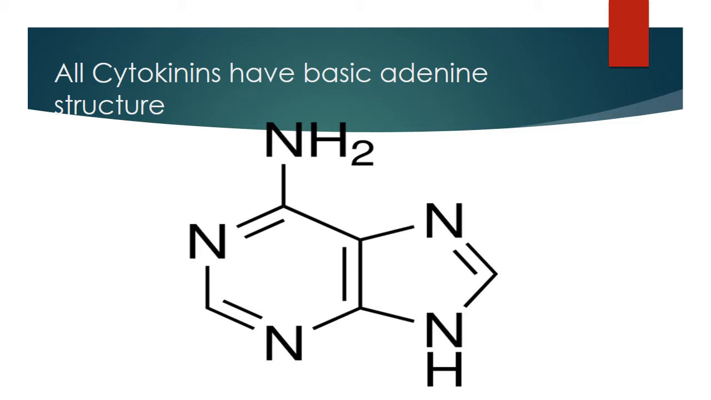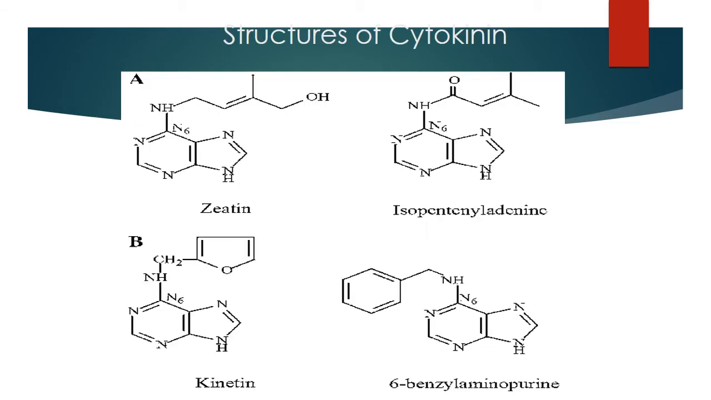All cytokinins have a basic adenine structure. In this picture, we can see that N at the top is the N6 side chain that is an important part of making a cytokinin. Now this slide shows different structures of cytokinin. They are zeatin, isopentenyl adenine, kinetin, and 6-benzyl aminopurines.